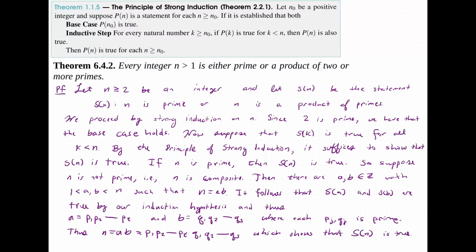Now, at this point in an induction proof, we could finish the proof right here, because we have already said that it suffices to show that S of n is true. We could finish the proof here and be done, or we could just add that extra sentence at the very end: by the principle of strong induction, which I'm going to abbreviate to PSI, we conclude that S of n is true for all n greater than or equal to 2, which gives the theorem.